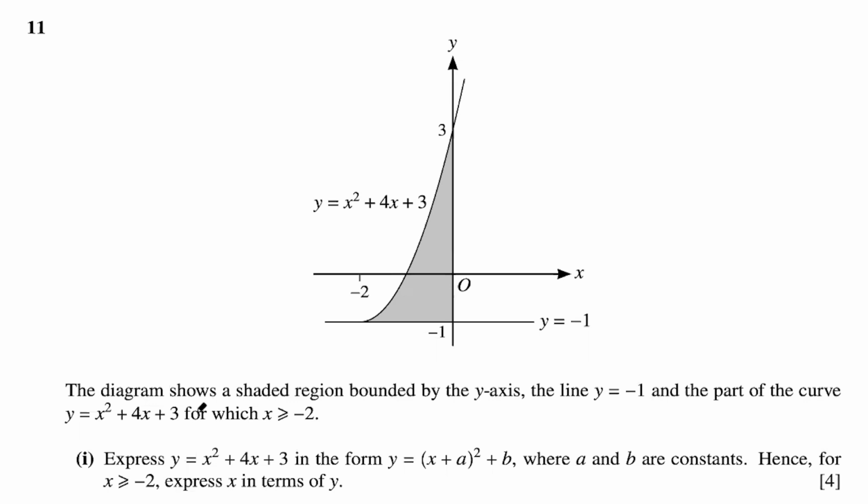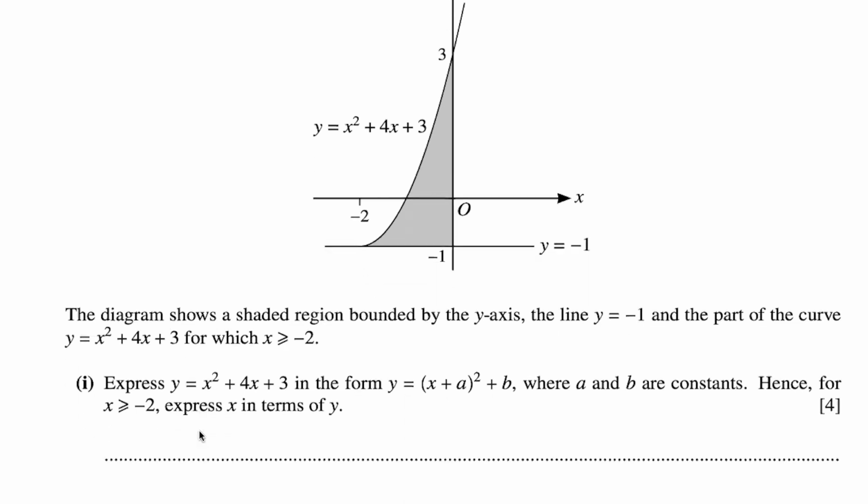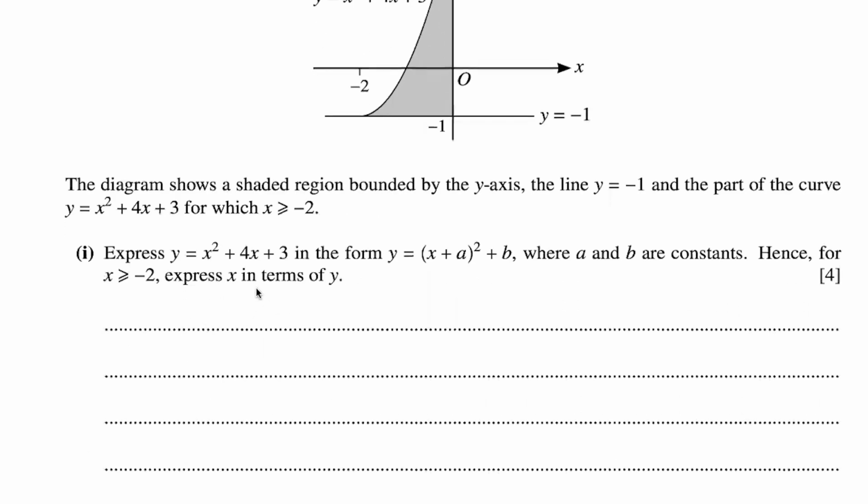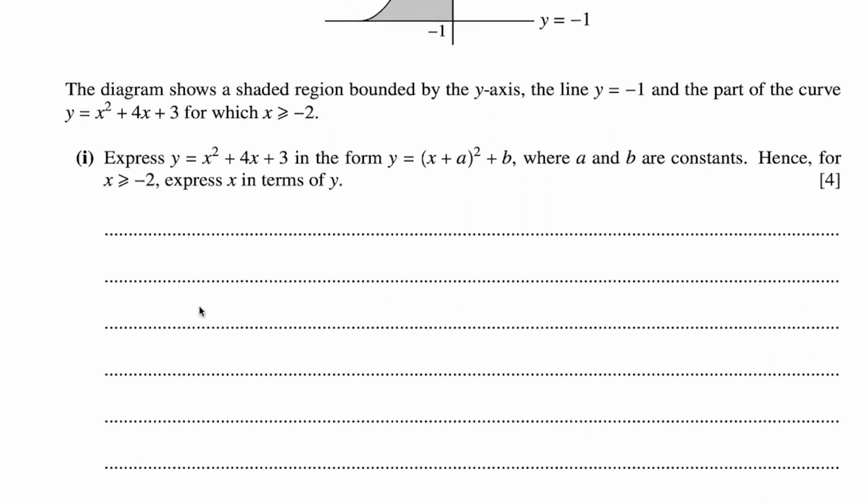In question 11, we have a diagram which shows the shaded region bounded by the y-axis, the line y equals 1, and the curve y equals x squared plus 4x plus 3. We have to express the equation in the form y equals (x plus a) whole squared plus b.